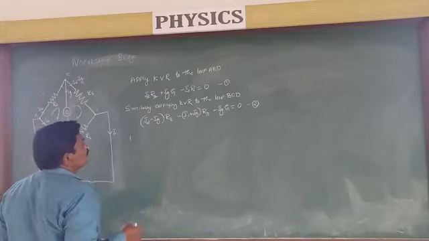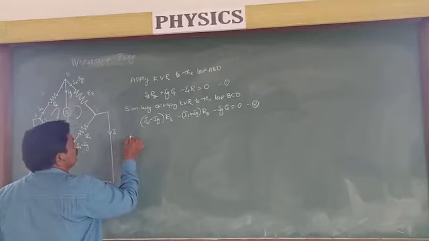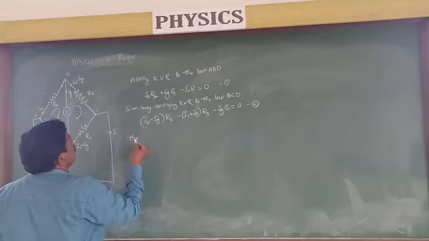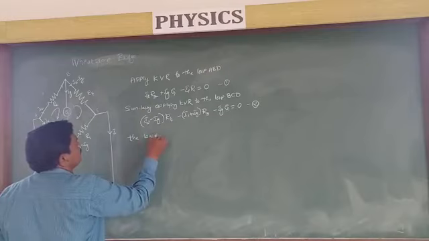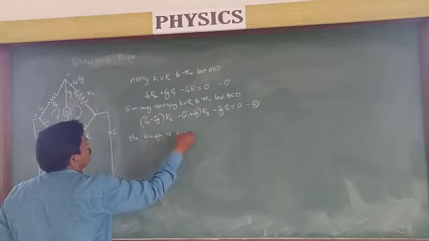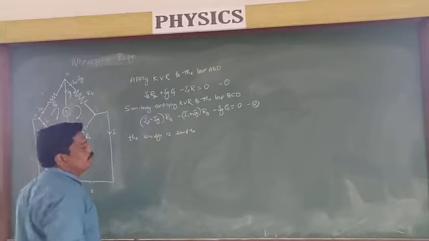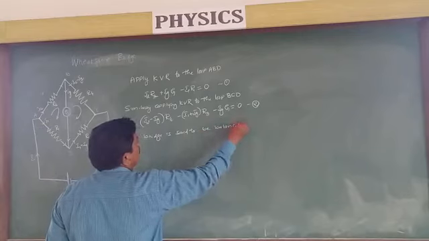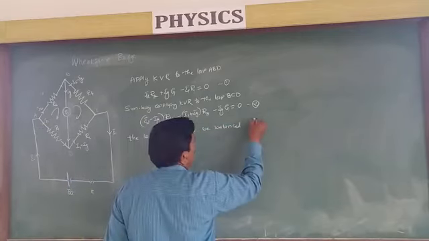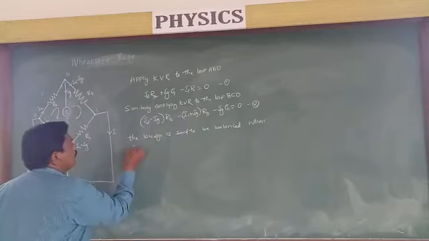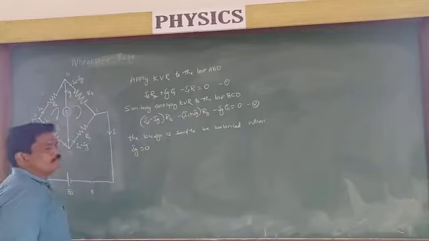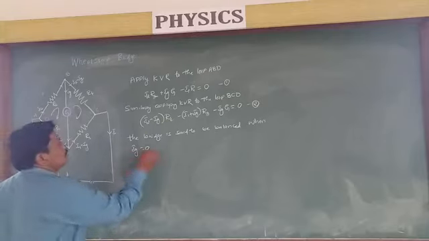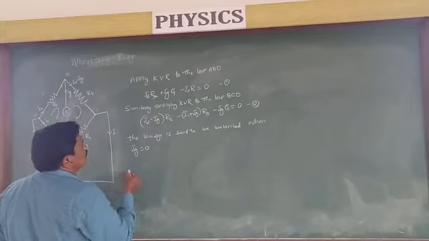See, this is the important term. The bridge is said to be balanced when current through the galvanometer is 0. That is Ig equal to 0.